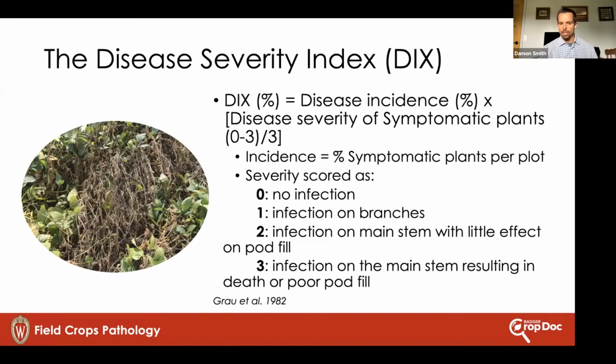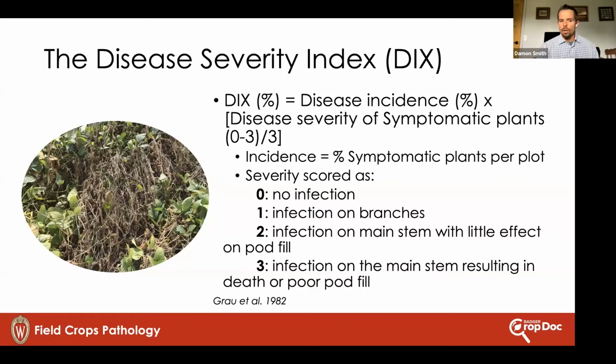The severity score is a 0 to 3 scale. 0 being no infection, 1 is an infection on a lateral branch, and then 2 is an infection on a main stem, but may not necessarily kill that main stem. And then 3 is pretty much complete death of the plants, or something like you'll see over here in this picture. We then take the two scores, we multiply them together and divide by 3, which rescales this whole thing on a 0 to 100% basis. So 0 would be no disease, 100% would be complete loss, basically, in that field.